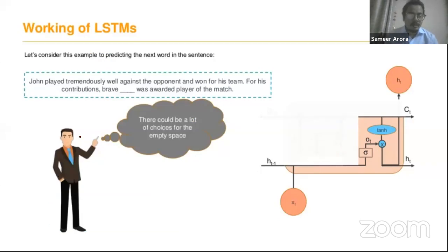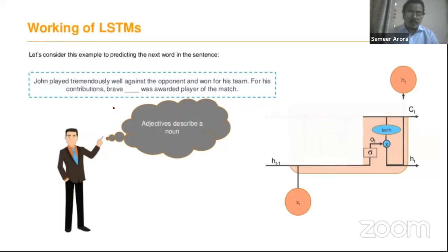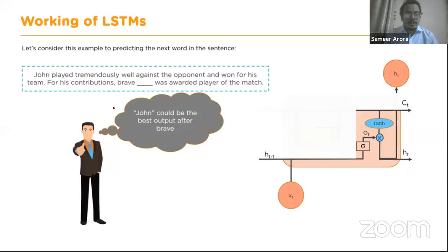Suppose the sentence is: John played tremendously well against the opponent and won for his team. For his contribution, brave blank was awarded the player of the match. So we have to provide the output on the basis of the data supplied previously. Whenever we identify output, the system will identify what was the word previously assigned before the blank space. Brave, we can say, is an adjective. So after the adjective it would be better to provide a noun, and the best output would be John. So, brave John was awarded player of the match.